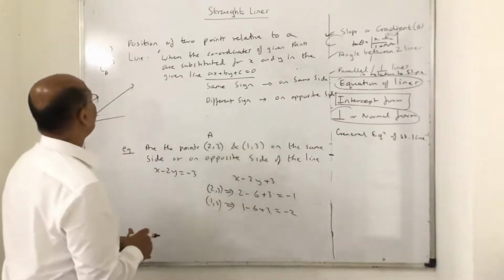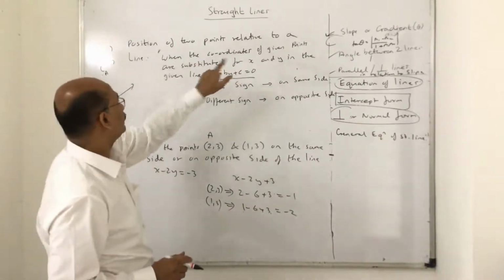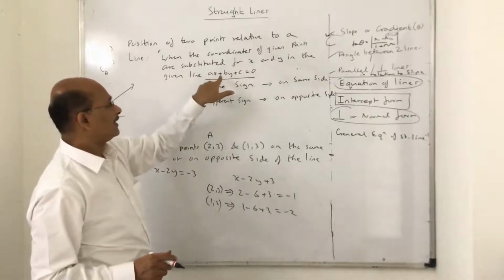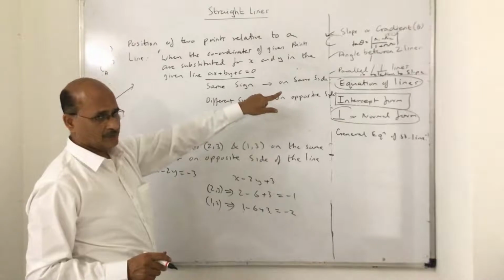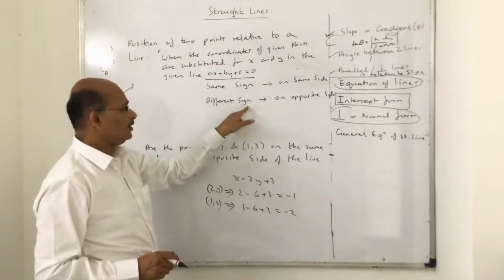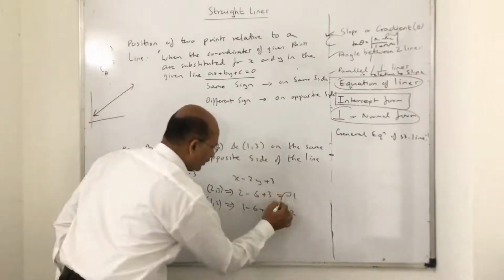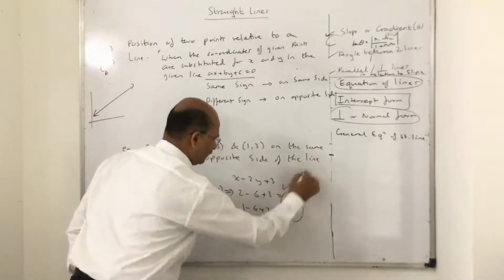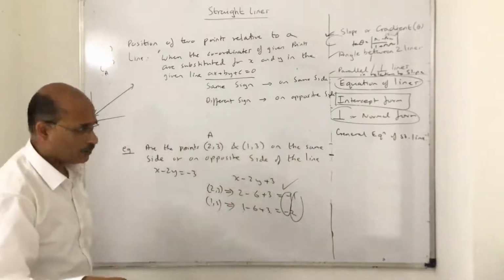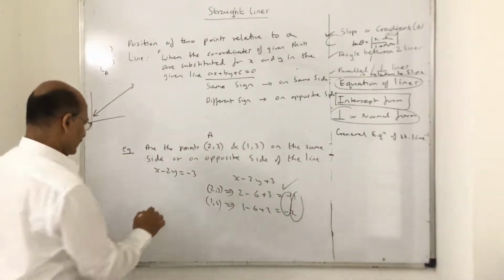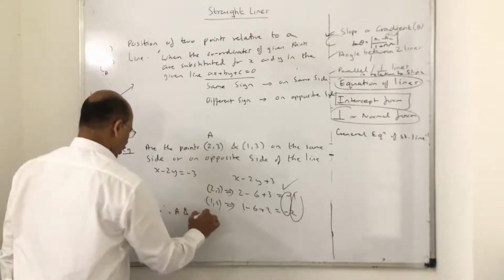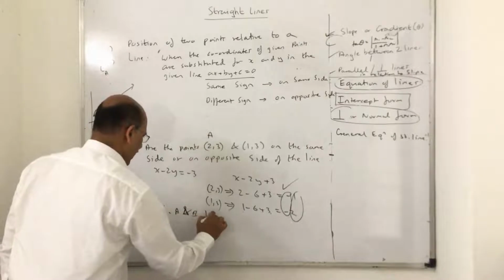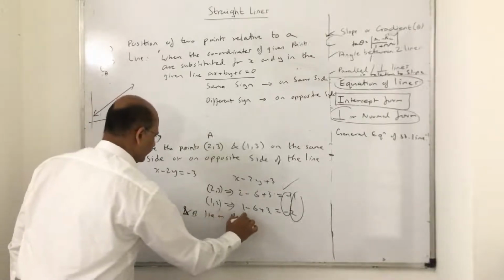Remember, once again I will tell you, when the coordinates of the given points are substituted for x and y in the line, the same sign means the same side of the line, a different sign means opposite sides. So both are negative. The value is not important, the negative or positive sign is important. Both are negative, that means A and B lie on the same side of the line.